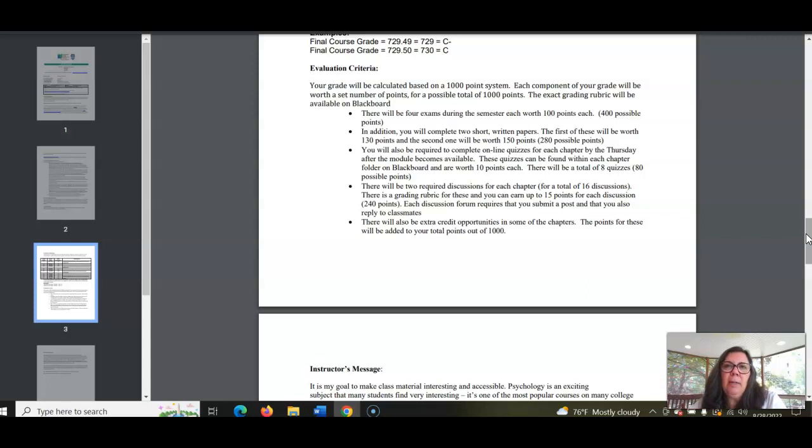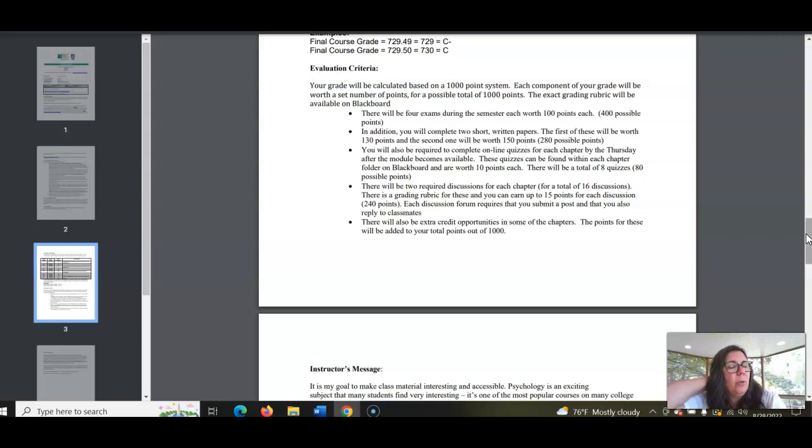The other thing about my grading system is that there's lots of small parts of it, and we're going to talk about that in a moment. And that means that there's no one assignment or exam assessment that is going to make or break your grade. There's lots of different small pieces of it to add up. And so I like that.